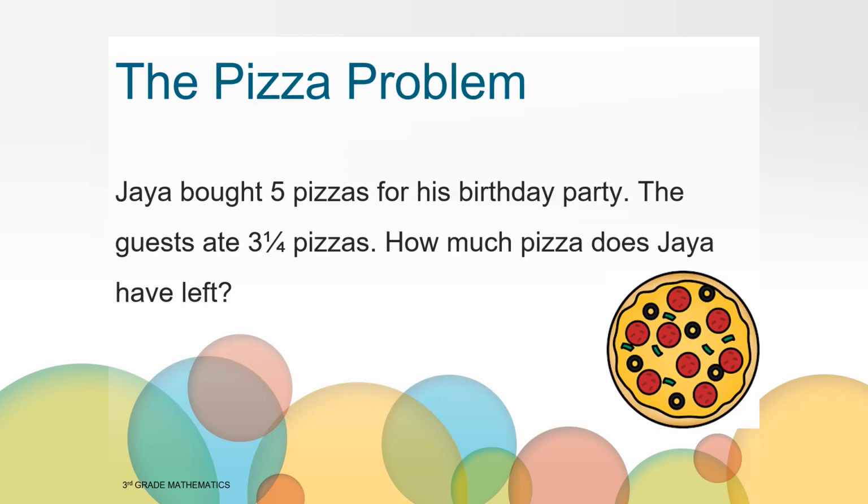Let's read the following story problem together. Follow along as I read it aloud, and visualize what is happening in the story. Jaya bought 5 pizzas for his birthday party. The guests ate 3 1/4 pizzas. How much pizza does Jaya have left? What do we know about this story?